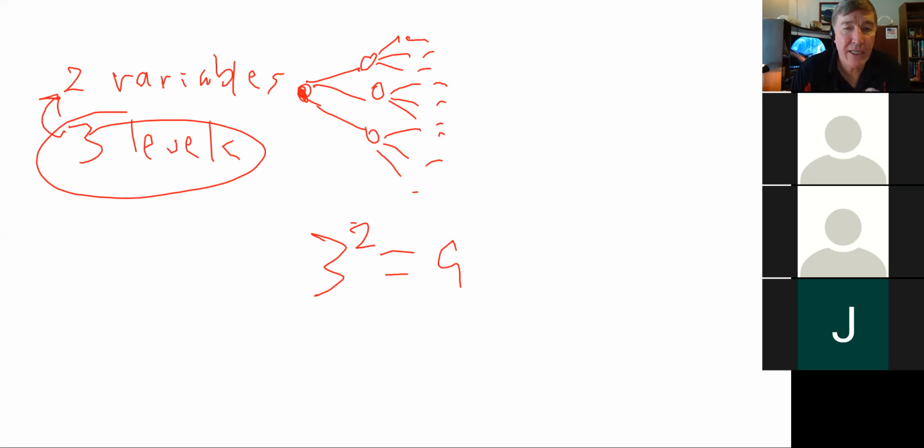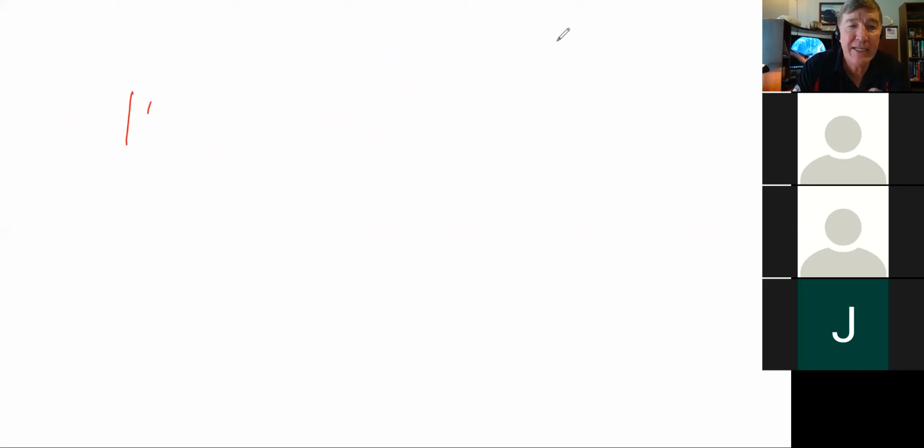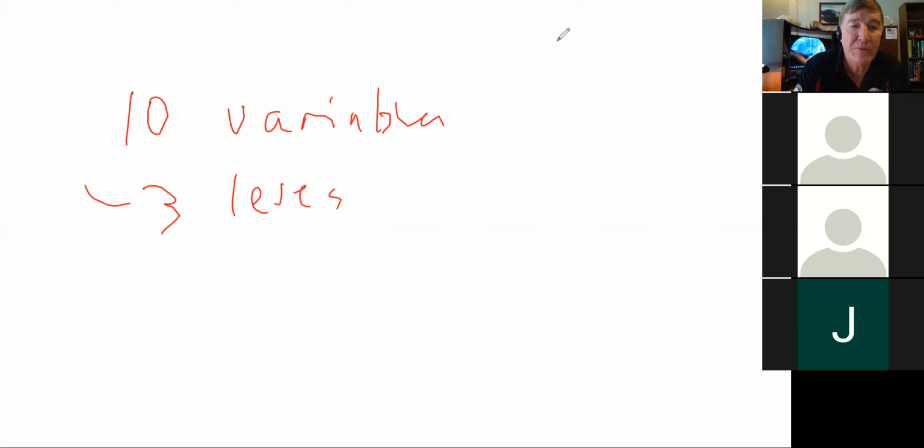Now, in our case, we decided that there was a total possibility. We could have done 10 different variables if we wanted to. And so if we were to do 3 levels, that would be 3 raised to the 10th power, which was 59,000 and something, if I remember right. So it was 59,049.